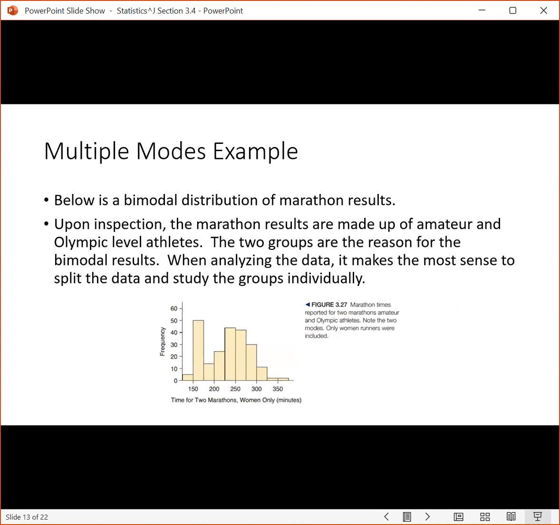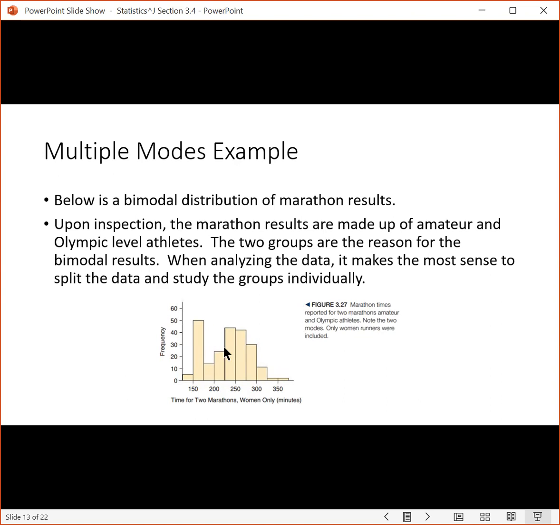Below is another example of a bimodal distribution when it comes to marathon results. So if we just take a glance at this, we can see we've got 2 little peaks here, right? And the question is, how should we study this? Should we use the mean? Should we use the median? What should we do here? Well, before you even get into that, one of the things you should think about is, what explains why there are 2 peaks here? Is there some piece of data that explains why there are 2 peaks like that, where we could maybe separate those and then study them individually?